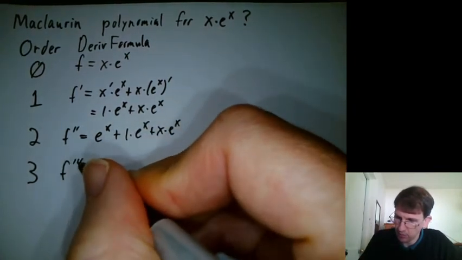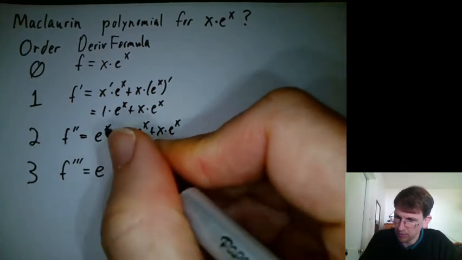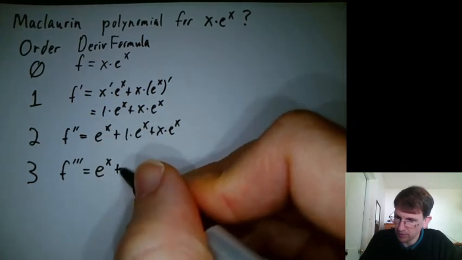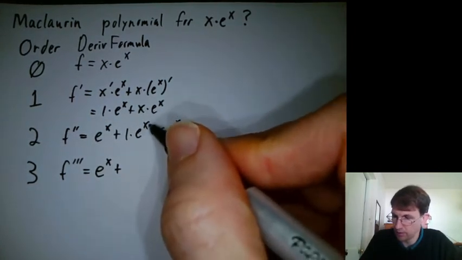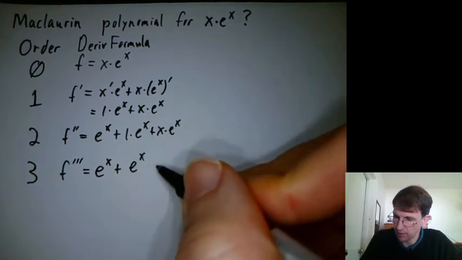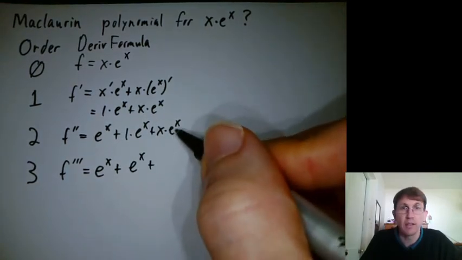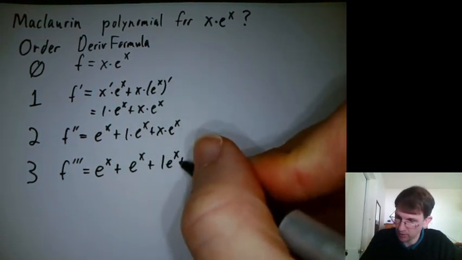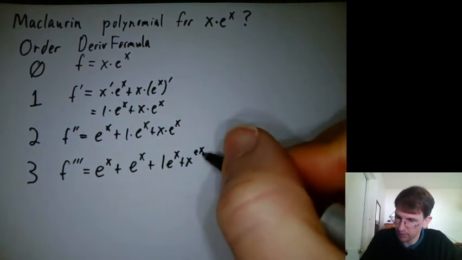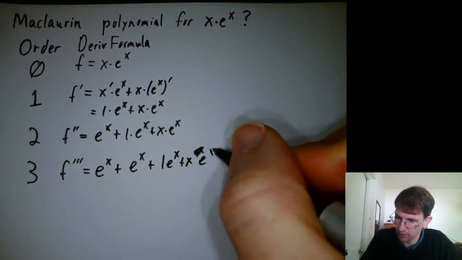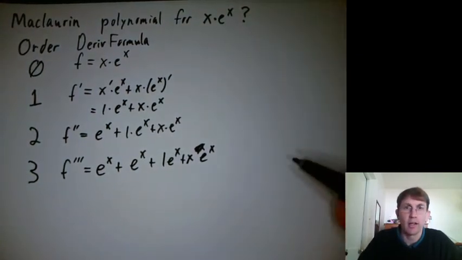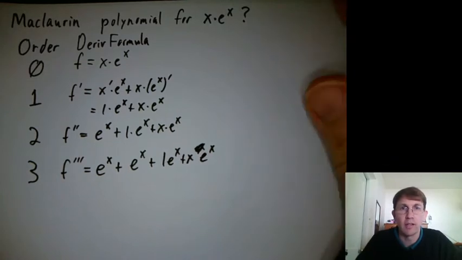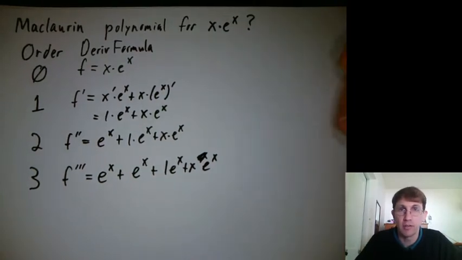How about f triple prime? That would be derivative of this is e to the x. Derivative of this is, hey, that's an e to the x as well. And then derivative of x e to the x, hey, we did that up here, so we can just copy that. 1 e to the x plus x e to the x. Okay, I don't really feel like doing more orders than that. I think we have enough to see any patterns that we might end up seeing.